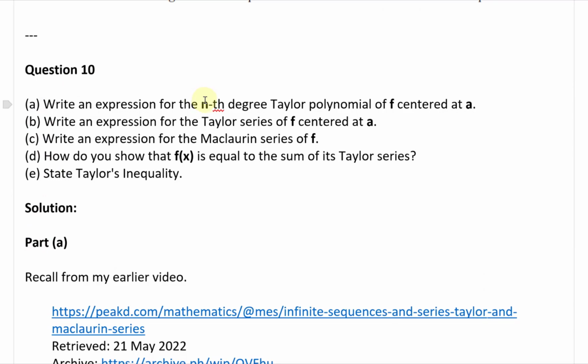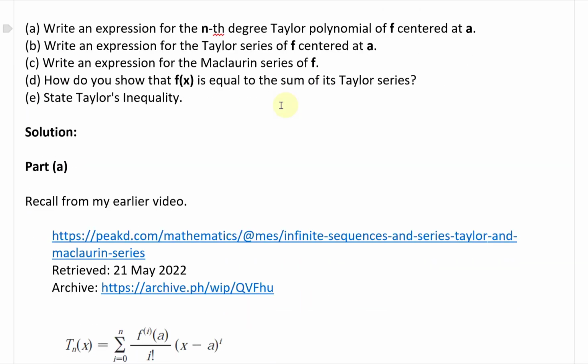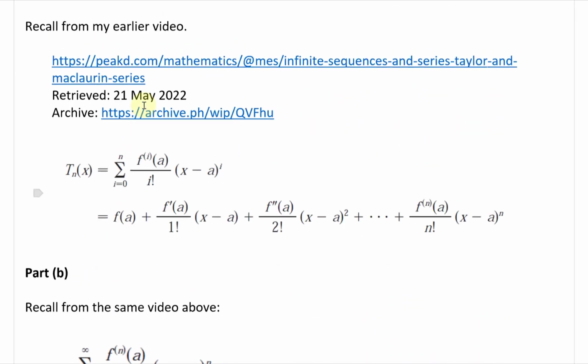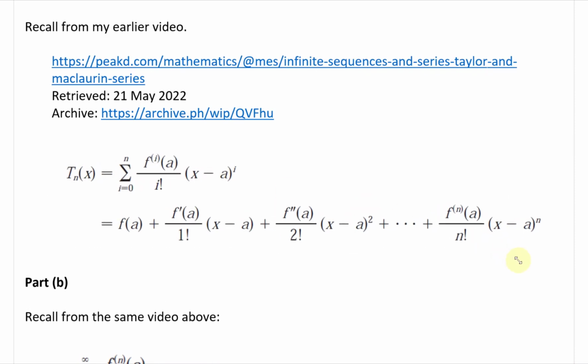So let's look at part A. Write an expression for the nth degree Taylor polynomial of f centered at a. Recall from my earlier video on Taylor and Maclaurin series, what we have here is the nth degree Taylor polynomial. So T_n(x) is equal to the summation from i equals 0 to n of the ith derivative of f at a, divided by i factorial, times (x minus a) to the power of i. When you plug in 0 there, that's just the 0th derivative, in other words, just the function. So f(0) is just the function, not the derivative, at a, divided by 0 factorial, which is just 1. And the power of x minus a to the power of 0 is just 1. So that's just f(a).